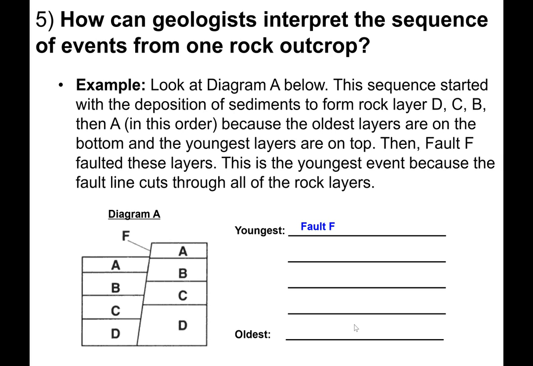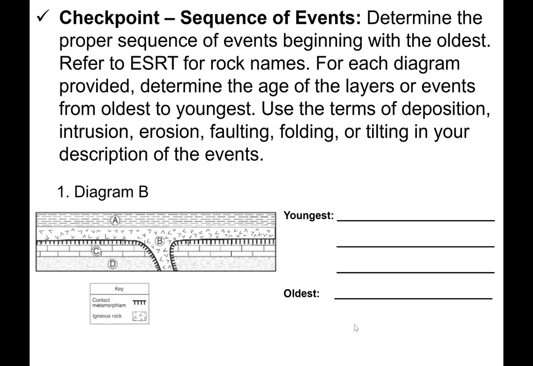And then we'll work our way down from the top because we know A is younger than B and B is younger than C and so on. So we have this order. The oldest would be the deposition of D at the bottom. Then we see C, B, and A, and then the fault would happen afterwards. Now I want you to attempt this on your own. Pause the video, and write in what you think it would be.